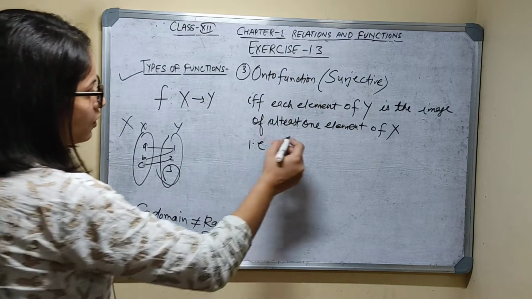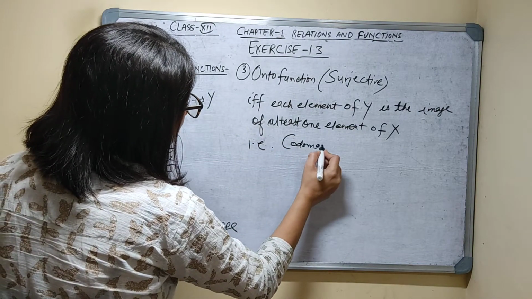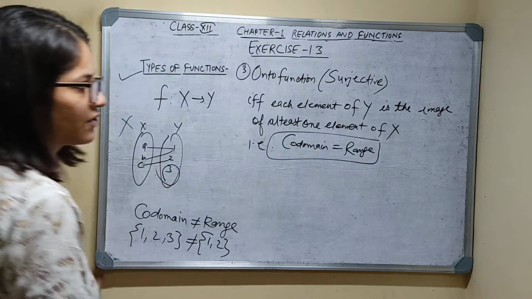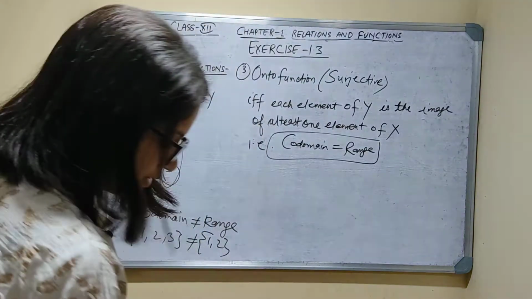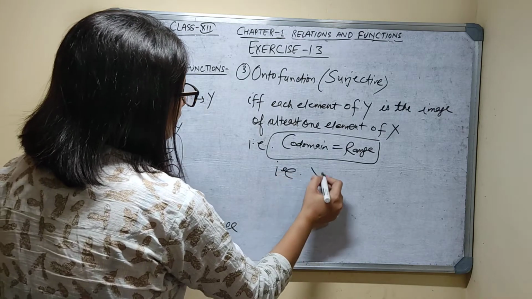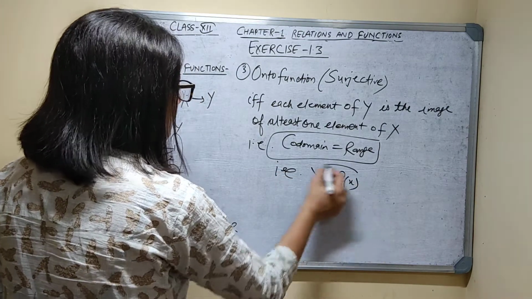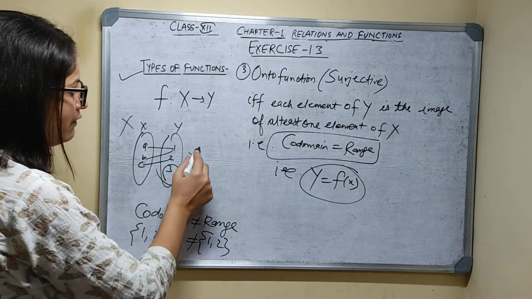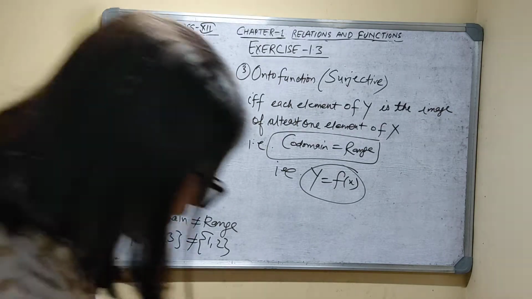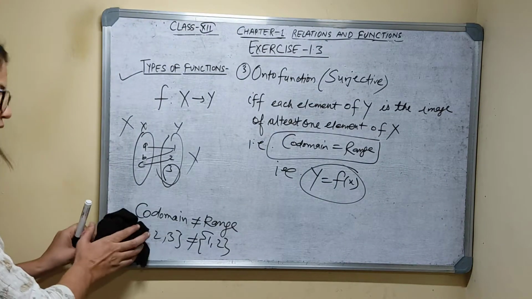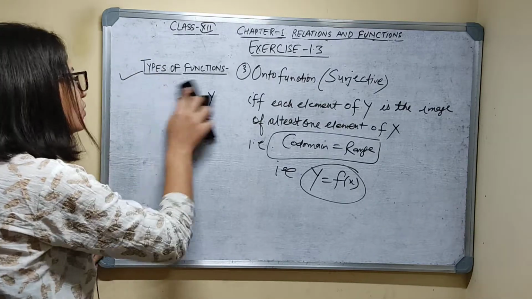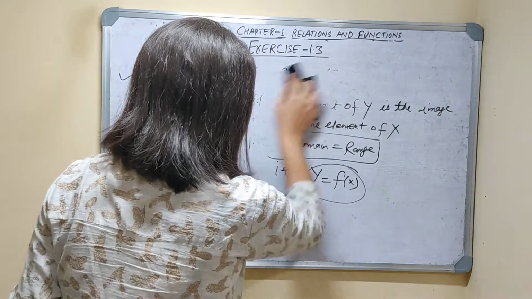That is, the condition is that codomain is equal to range. Codomain of the function is equal to range of the function. Is it clear? That is, y is equal to f of x. Not a single element should be left behind. Is it clear? This is called onto function, or surjective function. Now, into function. What do you mean by into function? I will tell you.